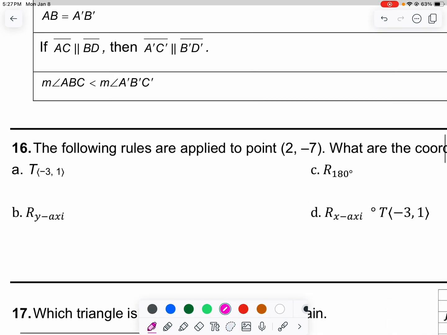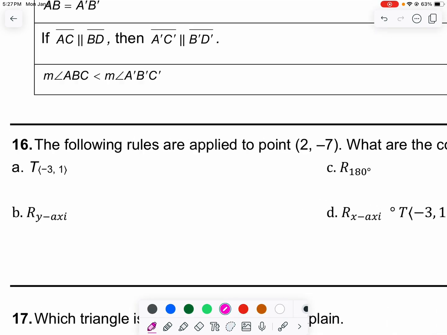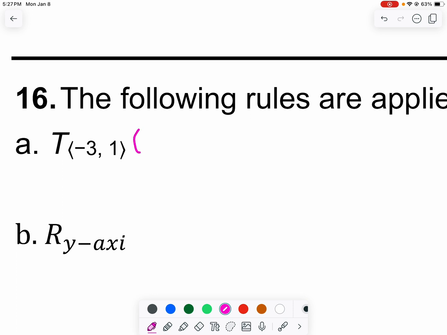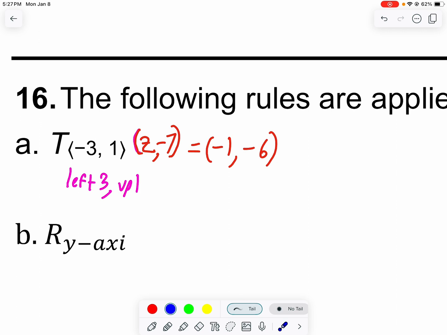All right, so let's say we take this point (2, -7) and translate it according to this rule, (-3, 1). That means we're going to move left 3 and up 1. So I'm going to apply this to the input, and my input is (2, -7). If I move the 2 three to the left, it's going to become -1. And if I move the -7 up 1, it's going to become -6. I can see that with simple addition and subtraction: 2 minus 3 is -1, and -7 plus 1 is -6.